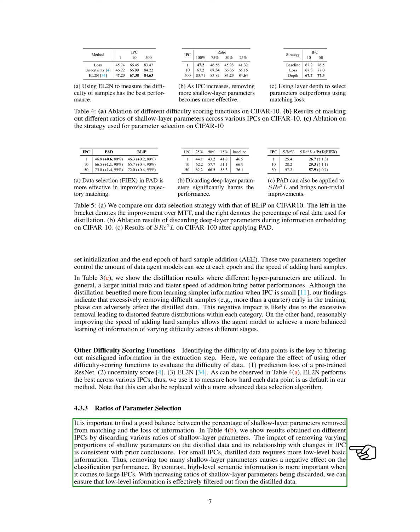Next, we discuss the balance needed when selecting shallow layer parameters. In Table 4, we present results from different IPCs after removing various ratios of these parameters. Our analysis aligns with previous findings. For small IPCs, retaining more low-level information is crucial, as removing too many shallow parameters negatively impacts classification performance. Conversely, for larger IPCs, high-level semantic information becomes more important, allowing us to filter out low-level details effectively.